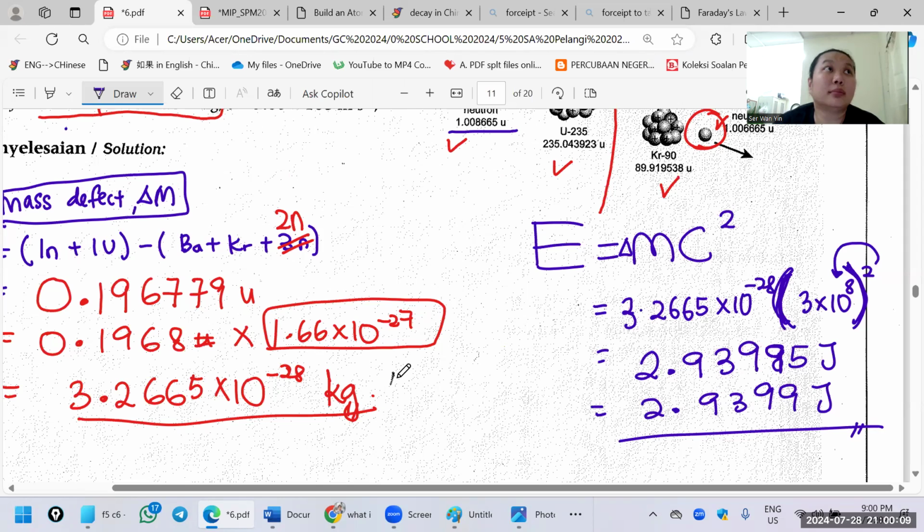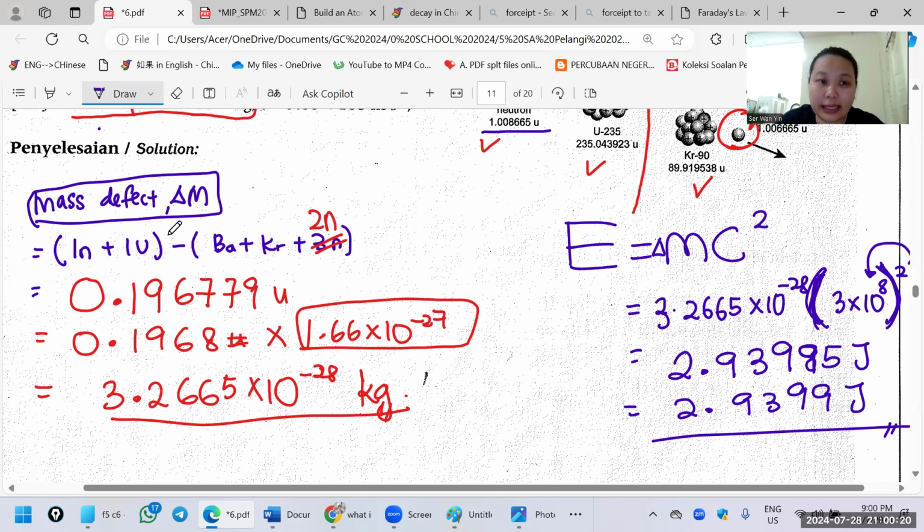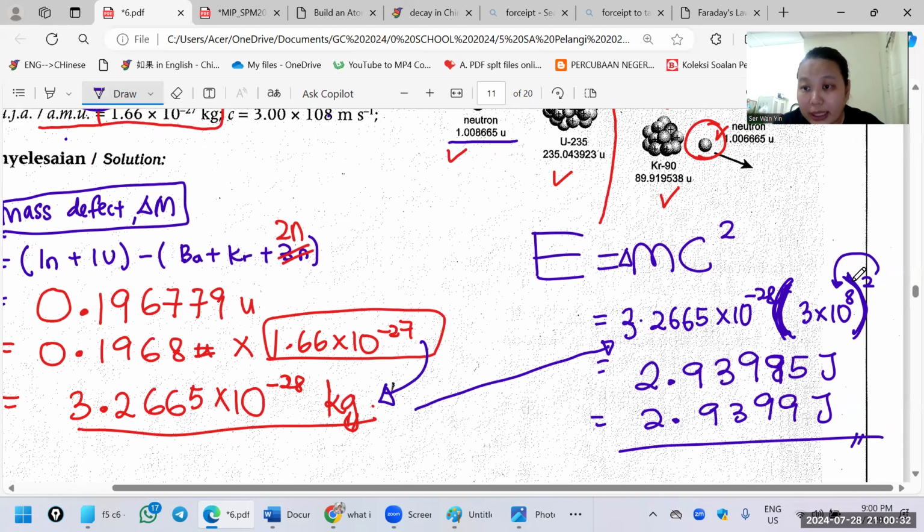Okay, done. So I tell you all like that only. Just equation change, nuclear reaction change. Or get the mass effect, change to kg, substitute E equals mc squared. Don't forget bracket, 3 times 10 power of 8, bracket squared. That equals that.